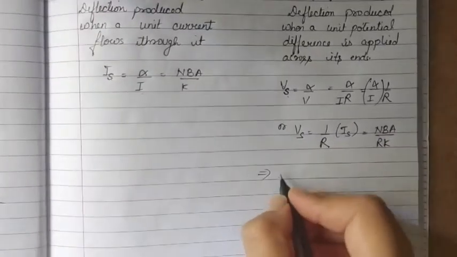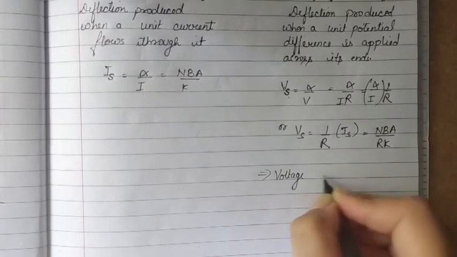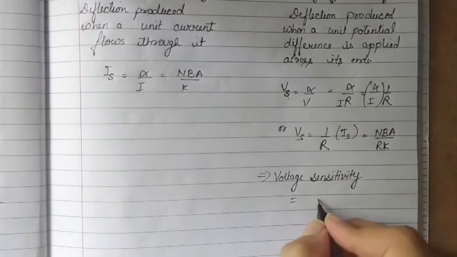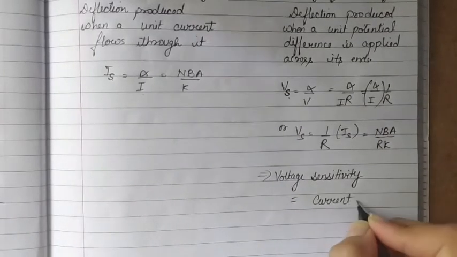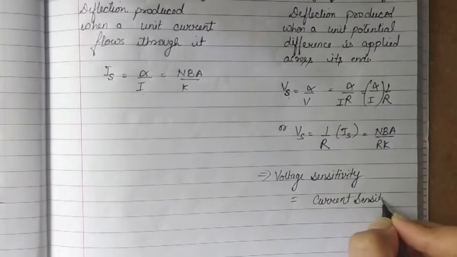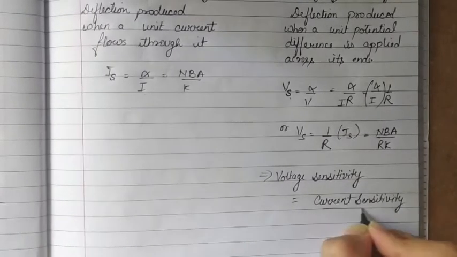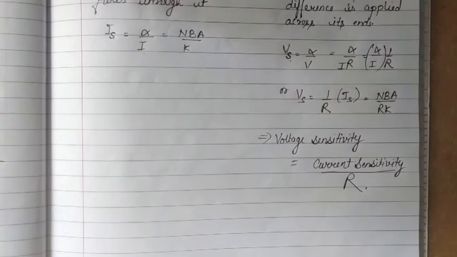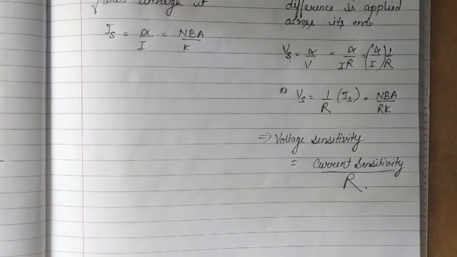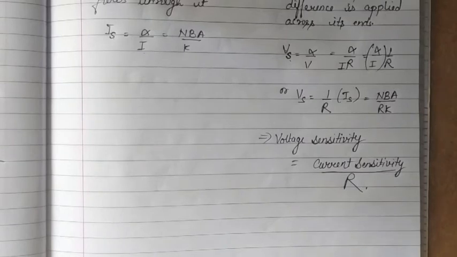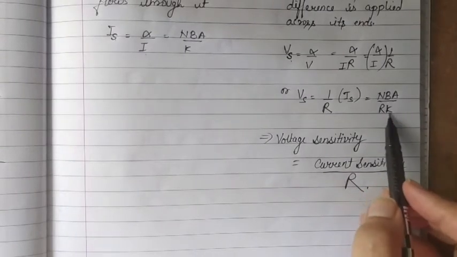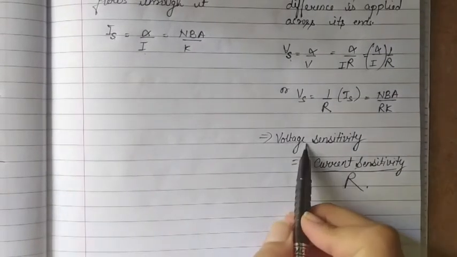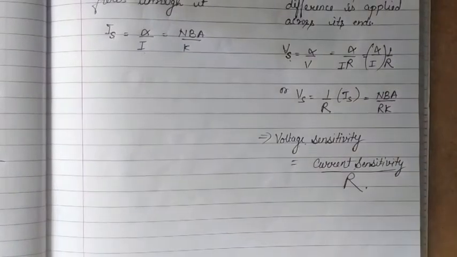That means voltage sensitivity is actually equal to the current sensitivity per unit resistance. That implies voltage sensitivity is equal to current sensitivity upon capital R. So basically voltage sensitivity depends on the current sensitivity for a galvanometer. If its current sensitivity is high, its voltage sensitivity is also high, and is equal to NBA upon RK. So whenever we have a galvanometer with high current sensitivity, it will also have high voltage sensitivity.